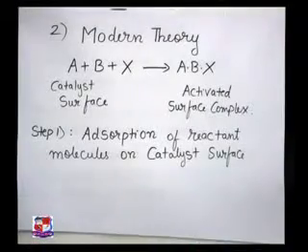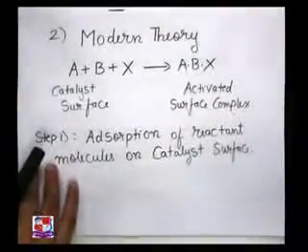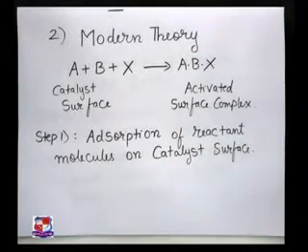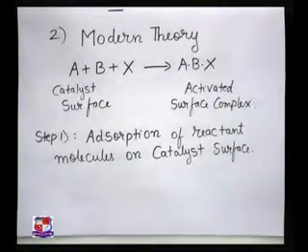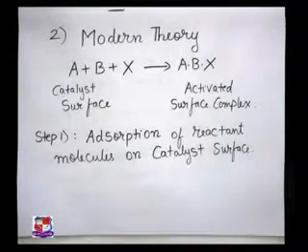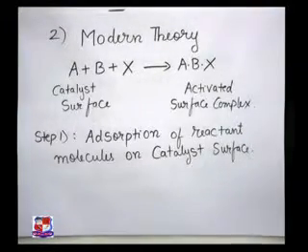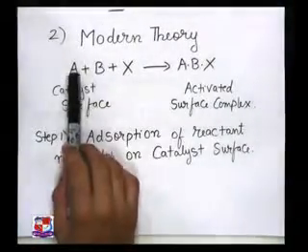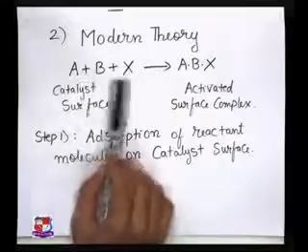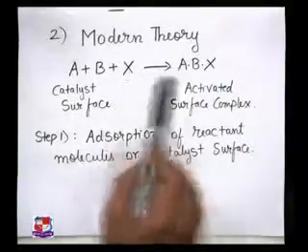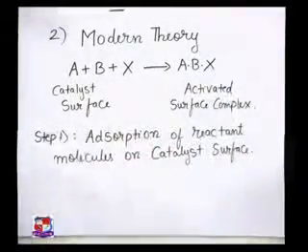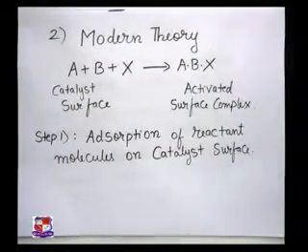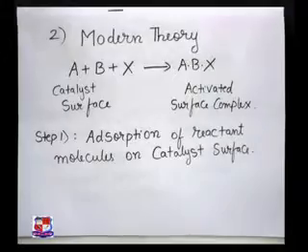The second theory, which is a very widely accepted theory, let us try to understand that. What is it? You have a modern theory. Okay, what is this modern theory stating in the catalysis field? Look here, you have A reactant, you have B reactant, you are adding catalyst. Okay, what forms? ABX, activated surface complex is formed. It means reactants and catalyst together will form an activated surface complex.